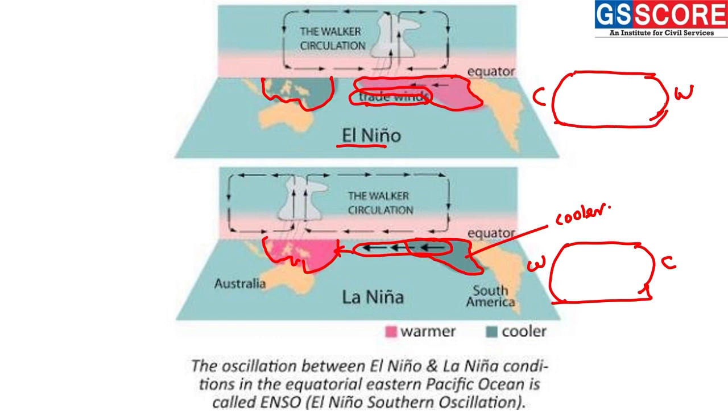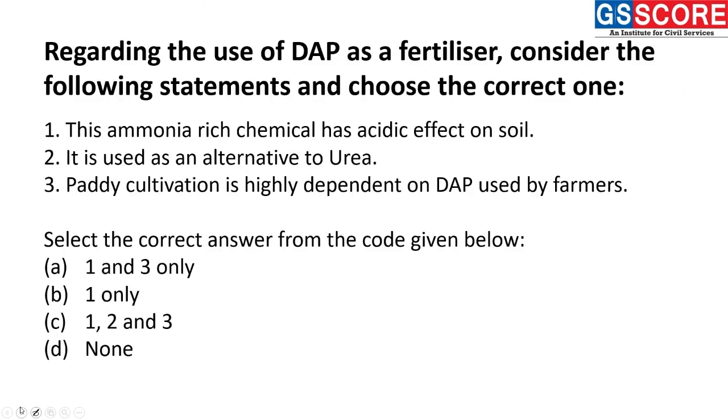This aspect is in news because there is an offset of the La Nina condition. It is also called the triple dip La Nina, and there is a prediction of onset of the El Nino condition in the Pacific Ocean. Therefore, this particular El Nino and La Nina is in news, and most probably it can be asked in the UPSC examination.